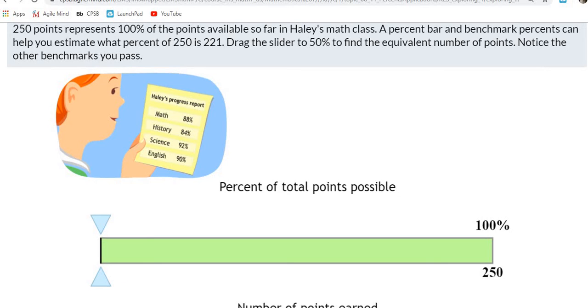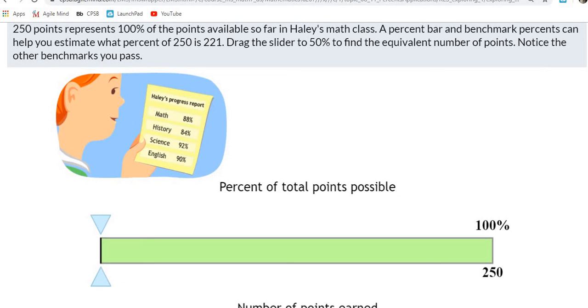So if she added up all her points, and she had 250, what was her grade? 100%. Okay, but she didn't add up all her points and get 250. She added them all up and she got what? 221. And we're talking about benchmark percents. Benchmark percents is just like your most common percents.